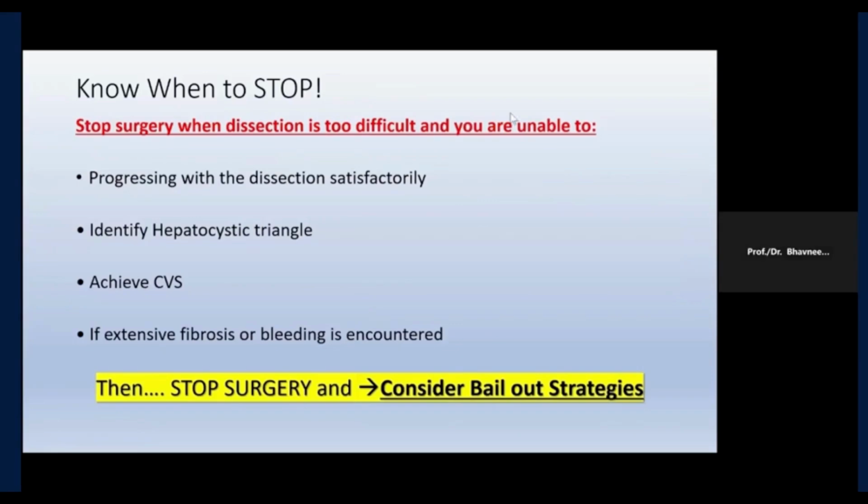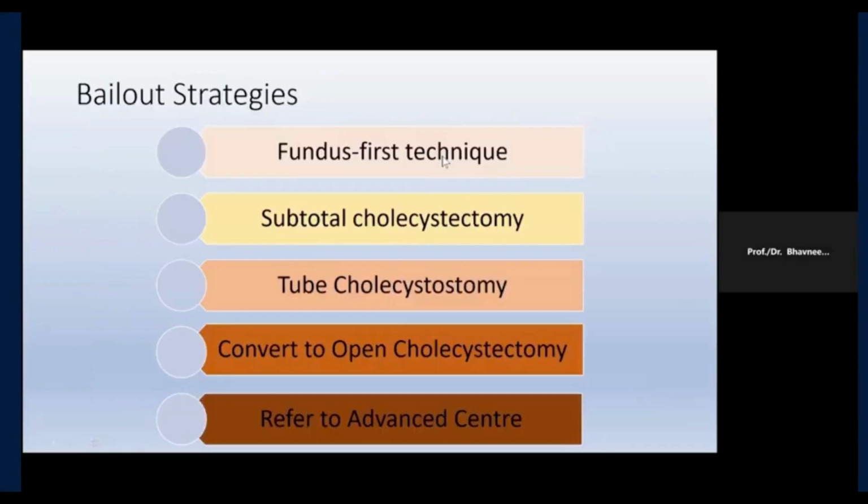Stop the surgery when the dissection is too difficult and you are unable to progress satisfactorily. If you are unable to identify the hepatocystic triangle, if you are unable to achieve the critical view of safety, you find that there is already some bleeding which continues to happen, the moment you start dissection, because of extensive fibrosis, everything is frozen. Keep your ego aside, stop the surgery, and reconsider your strategies.